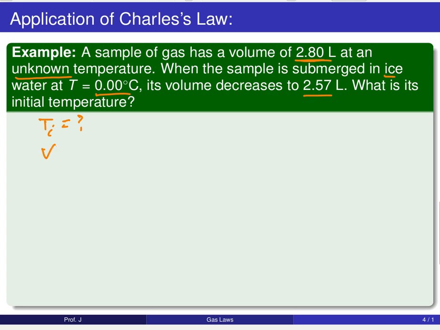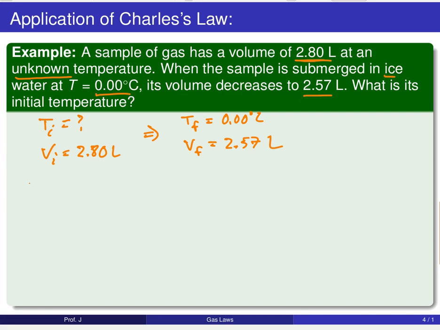But we do know that the initial volume is 2.80 liters. And then we are submerging this system into an ice water bath that gives us a final temperature of 0.00 degrees Celsius and a final volume of 2.57 liters. Okay, so just as we did in the previous problem, what we're going to want to do is set up our relationship and solve for our unknown value of T1.